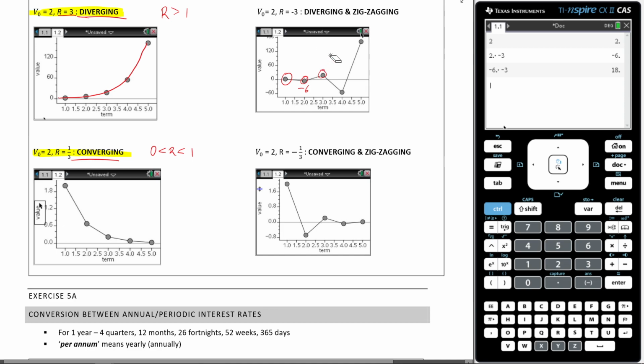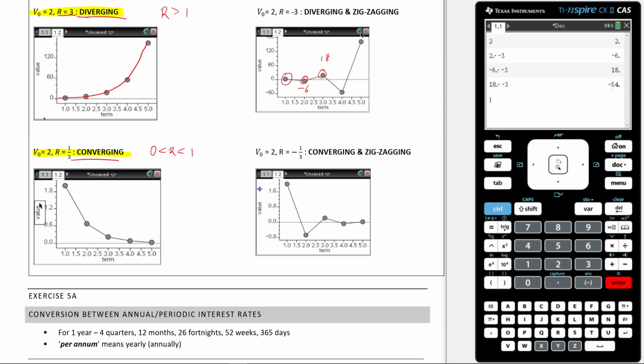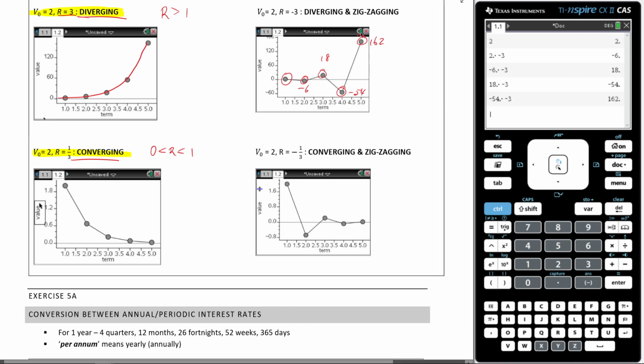Now, why did I go from a negative to a positive? Well, it's because I went negative times a negative, so it's now a positive. If I hit enter again on my CAS, I go back to a negative, because I'm taking 18 times -3, a positive number multiplied by a negative, so I'm going back to a negative. And sure enough, if I hit enter again, I'm going to go back to a positive, because I'm going to get a negative times a negative. So that's what's happening there.